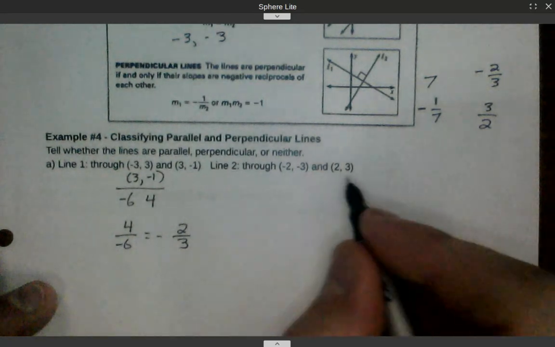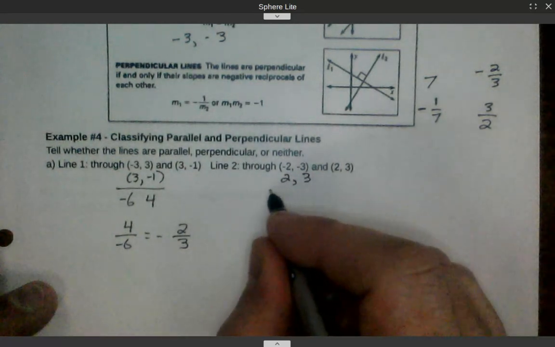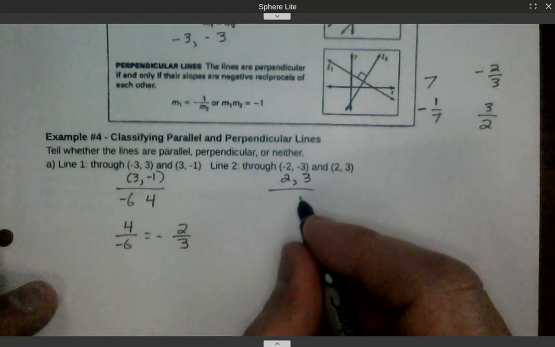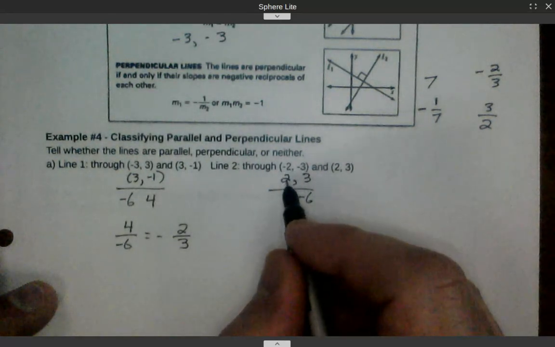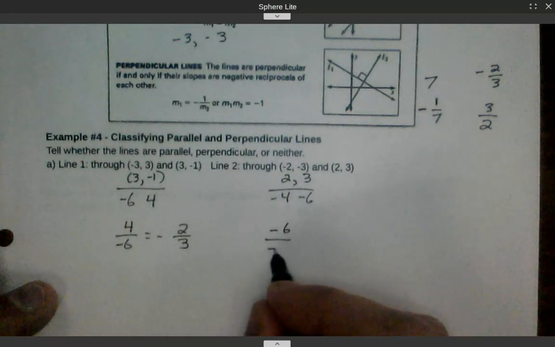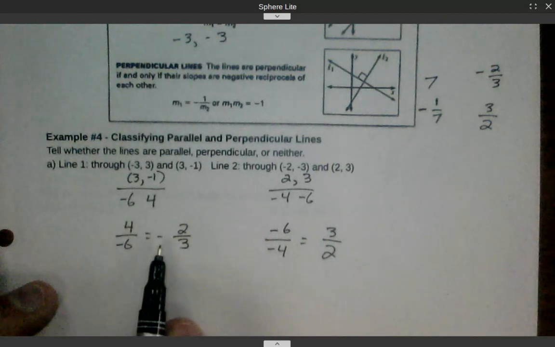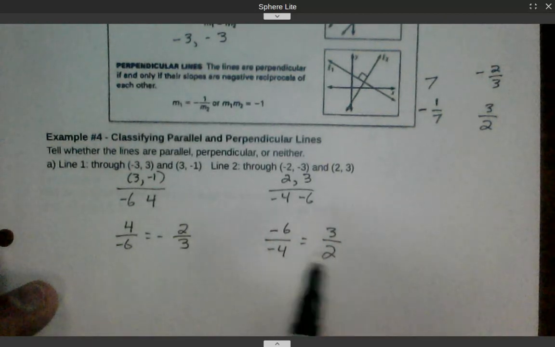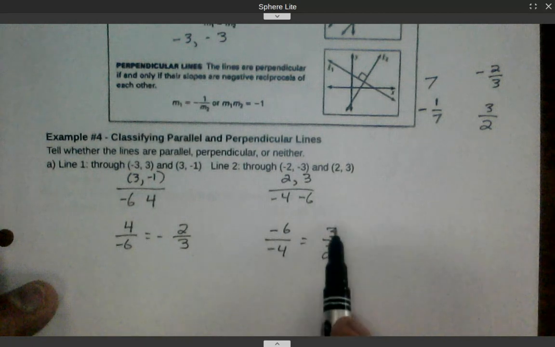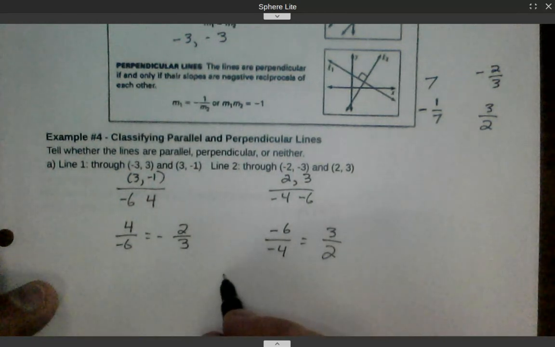For line number 2, I'm going to find the slope of this right here. So I have 2 and I have 3. Negative 3 minus 3 is negative 6. Negative 2 minus 2 is negative 4. This will be negative 6 over negative 4, which is 3/2. Notice this one's negative, this one's positive. This one is 2/3, this one is 3/2. So this is the reciprocal of this. Therefore, I know that these two lines are perpendicular.